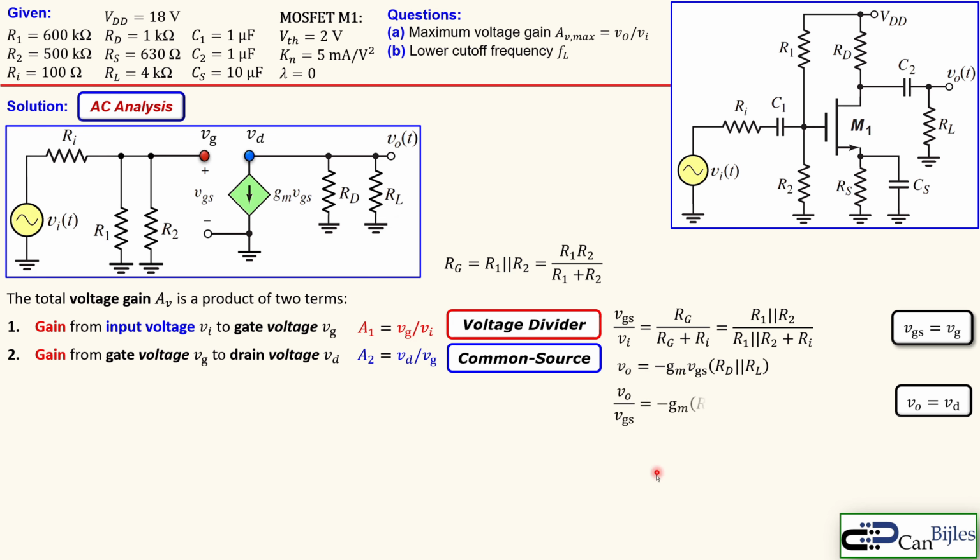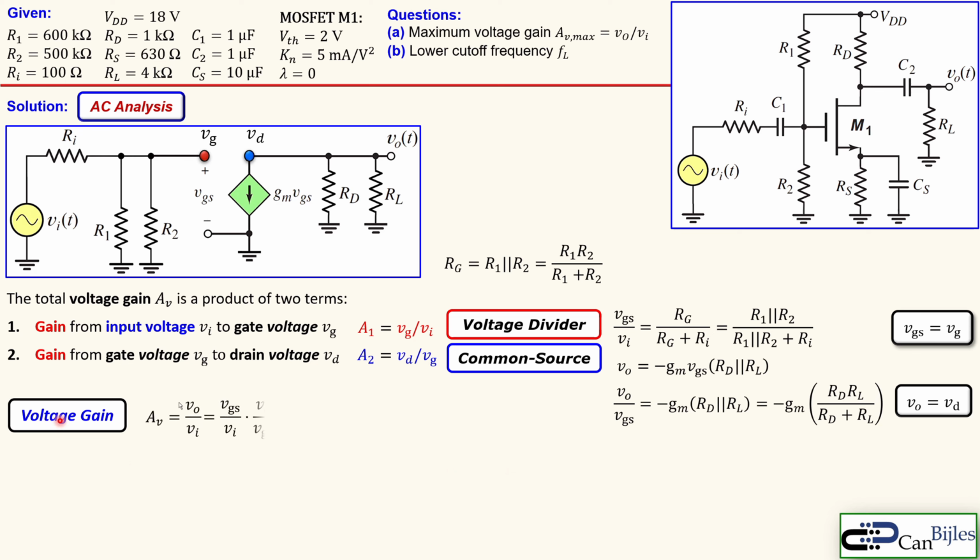We can say VO over VGS. That's shown here. And now we have the ratio we want for this second part, A2. Okay, now we have it, and we can also say that RD parallel to RL is then also written in this form. Now we can say the voltage gain is the product of A1 and A2, these two in a product, and that's shown here.